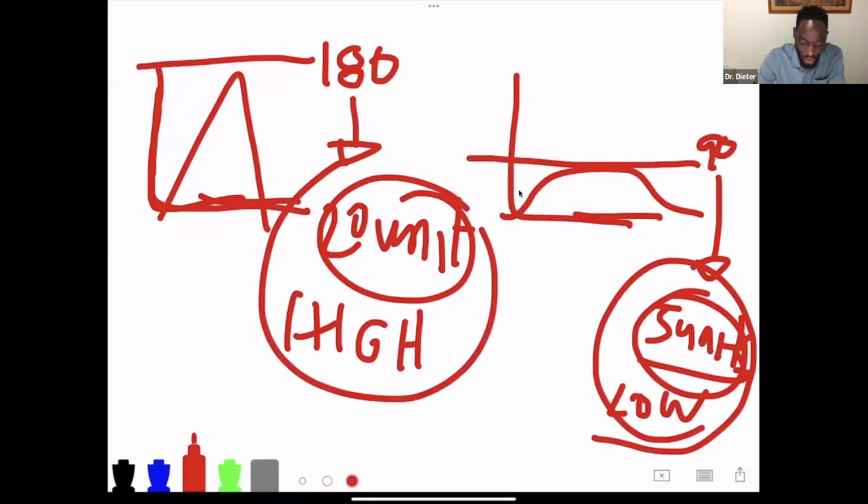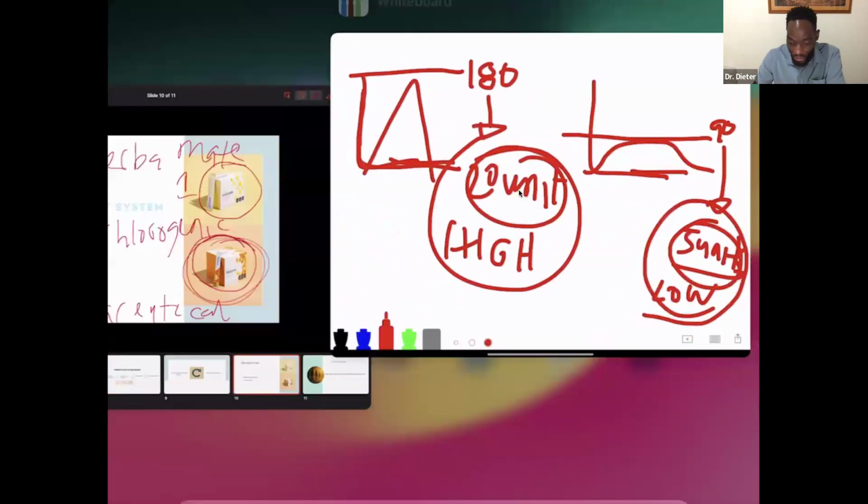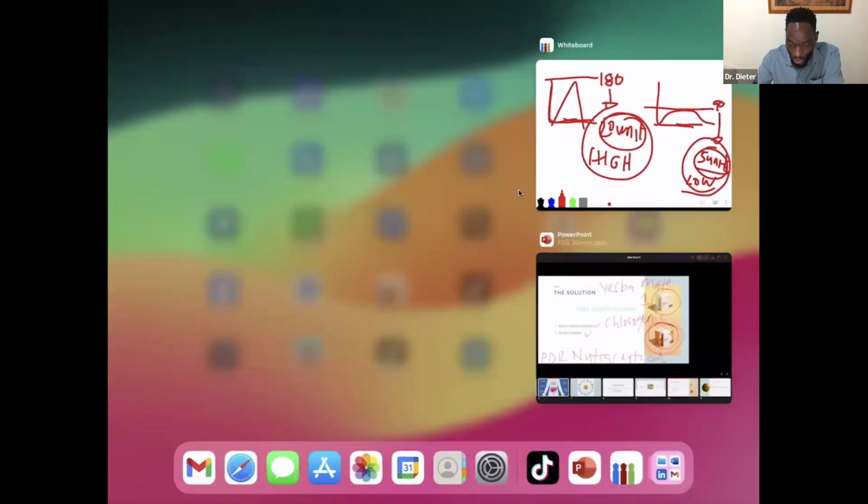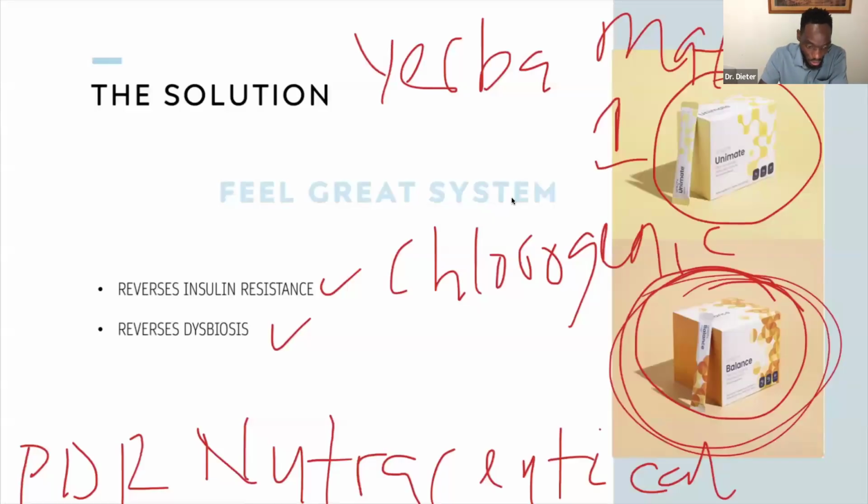The higher your insulin, the more your cells are not receptive or respect insulin because it's acting like a bully or a tyrant. And that is how fiber has a huge effect on your insulin, on your glucose profile, and helps in the reversal of insulin resistance.